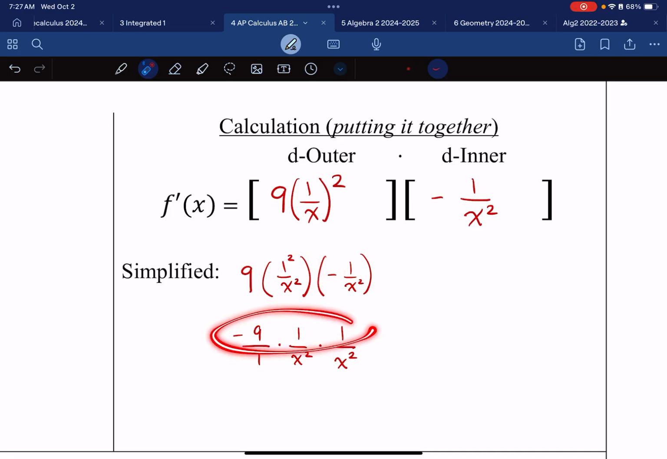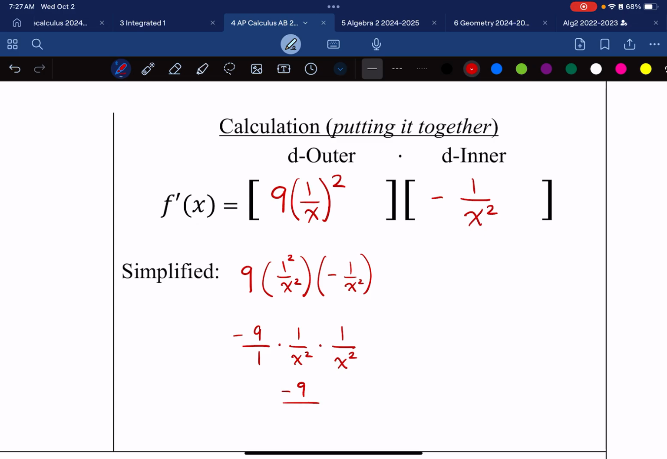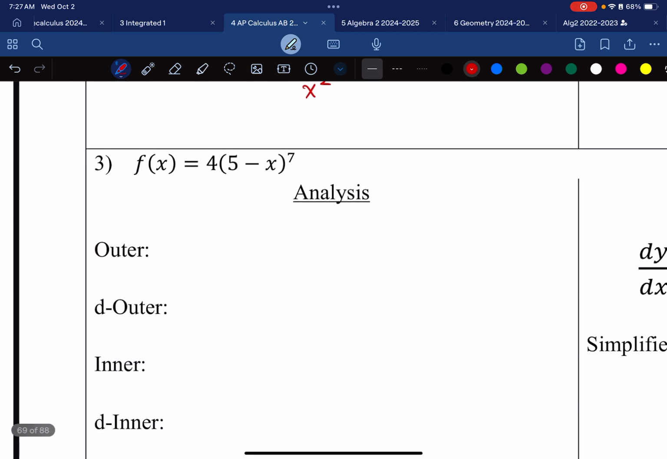All right, multiply all the numerators. That's going to be equal to -9. Multiply all the denominators. The ones go away. x squared times x squared is x to the power of 4. Remembering your properties of exponents, you just add these exponents whenever you multiply the same bases, and I get my final answer, -9 over x to the power of 4. Excellent. On to number 3.